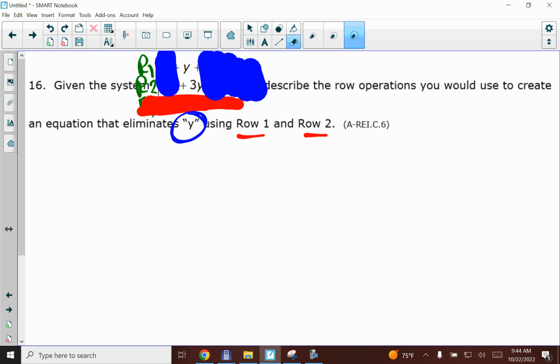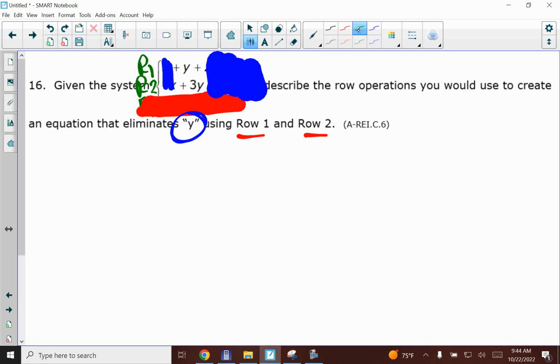Let me get the eraser because I used the thing a little too thick here. I have a positive y. So you can see it maybe. Can you see it? I shouldn't have used such a thick marker. I'll just go like this. I have a positive y and a positive 3y.